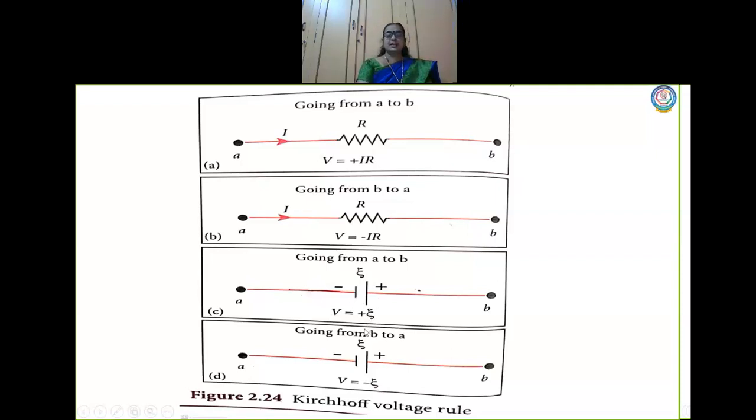When your path is from negative potential to positive potential, the voltage here is measured as plus I, and the opposite of that is the next one. When your direction is from B to A, it is going from higher potential to lower potential, whereas here it was lower potential to higher potential. The potential will be decreasing. In that case, V is taken as minus I. So this is with respect to cells, and the earlier one is with respect to resistors.